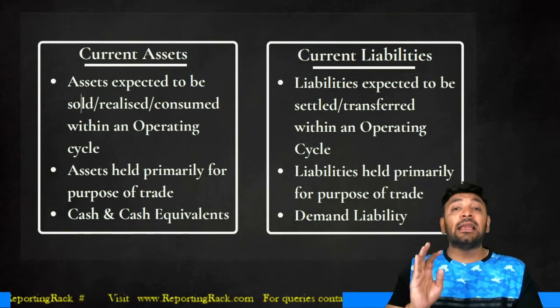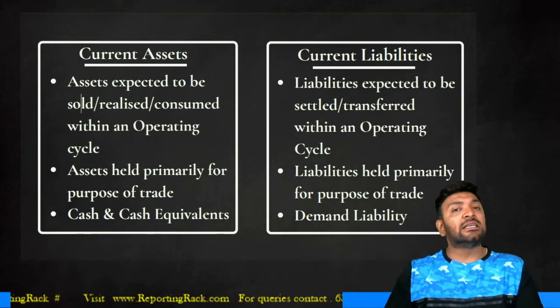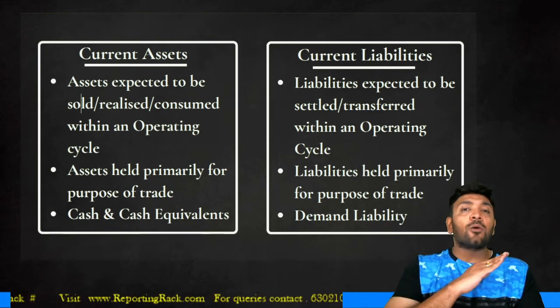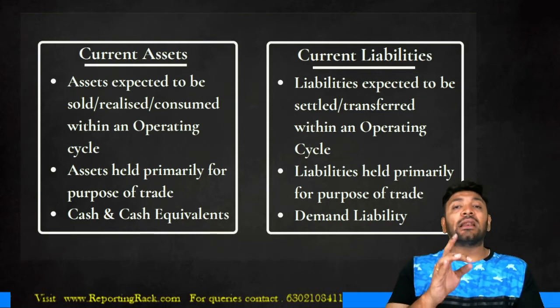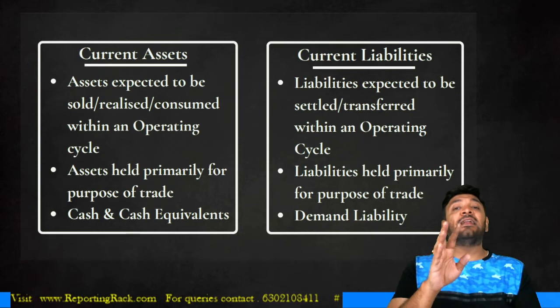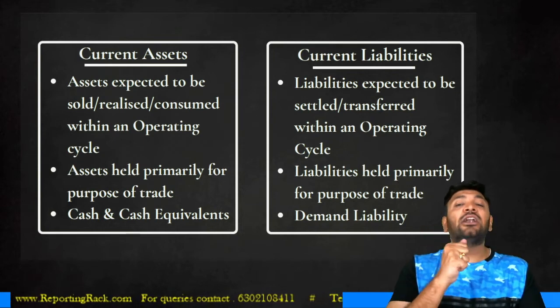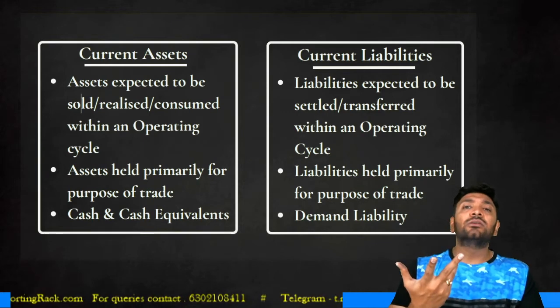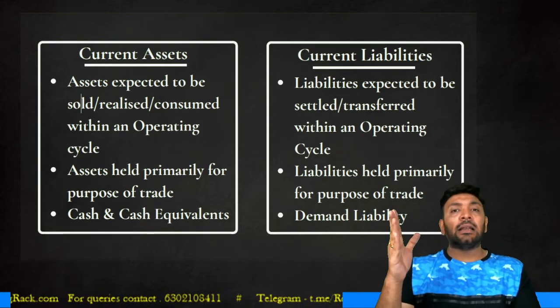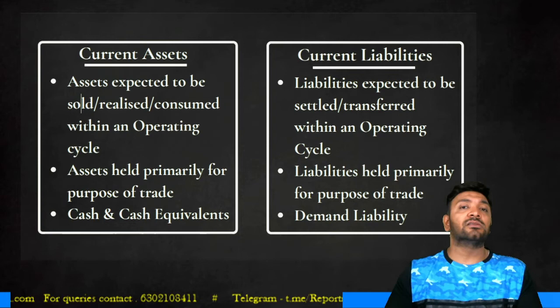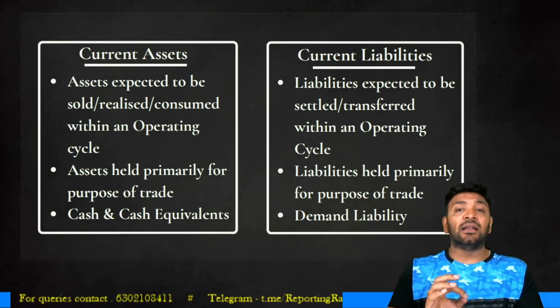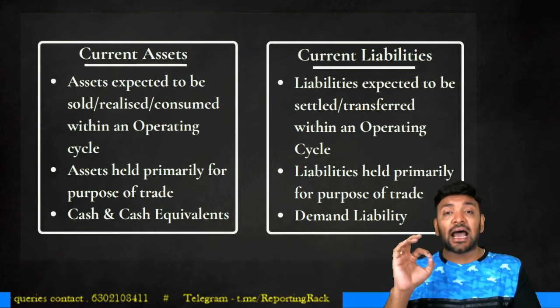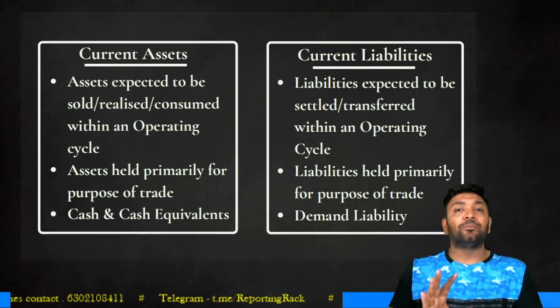A current liability includes a demand liability. What is a demand liability? There is no particular due date. You are required to pay the amount immediately when there is a demand. I demand you for payment today. You have to make the payment today. When will I demand? My wish. I can demand this year. I can demand next year. I can demand after 10 years. Such kind of demand liabilities should also be considered as current liabilities only. Clear?